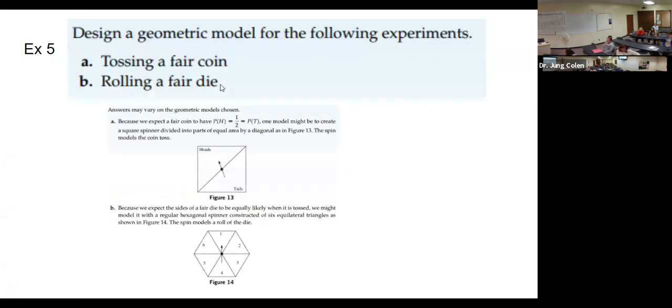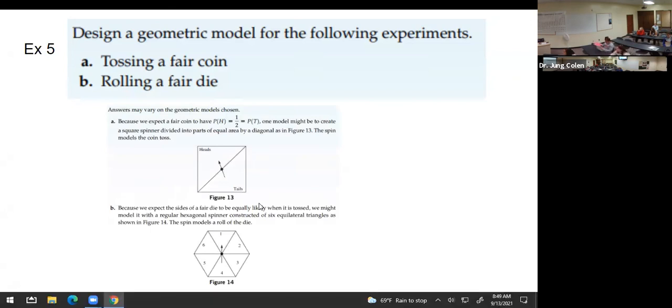So it makes sense, doesn't it? The probability of getting head is 1/2, tail is also 1/2. Rolling a fair die, you can make 6 equal parts, like a hexagonal shape, each one has 1/6 of the probability. That's what it means. So I'm pretty sure you can finish the homework.